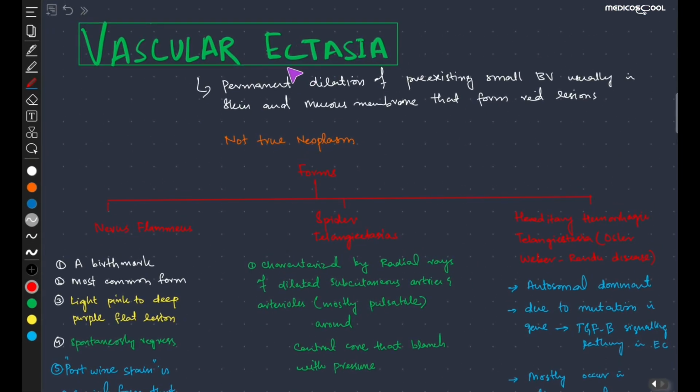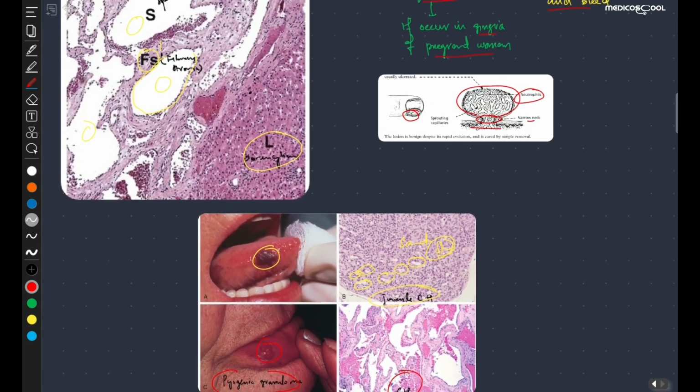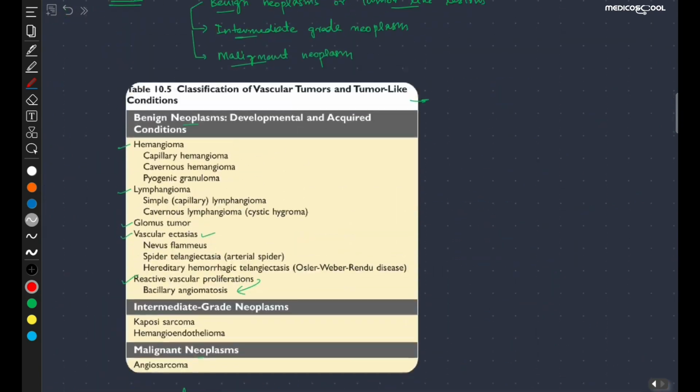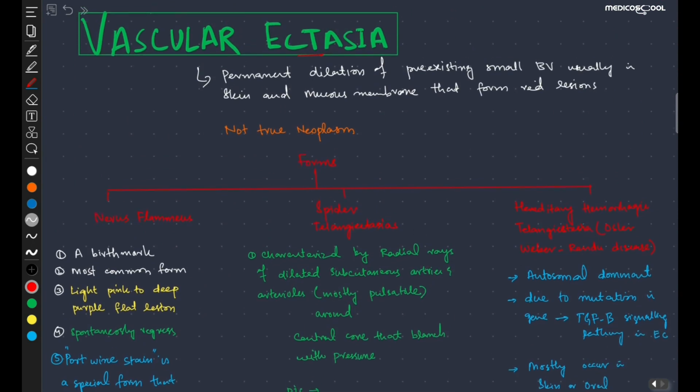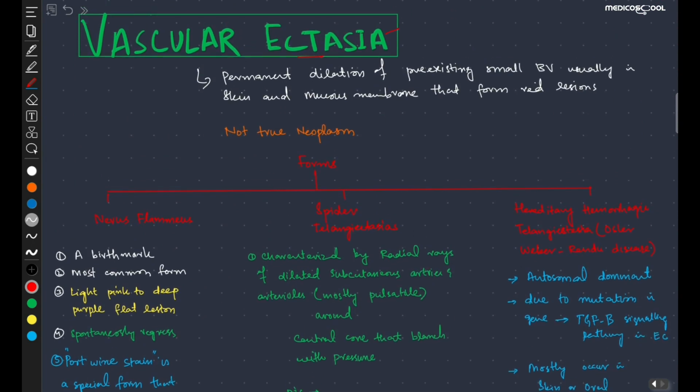Bismillahirrahmanirrahim. So in this lecture we are going to study about vascular ectasia. In the lecture before, we have already studied about the hemangioma and the classification of vascular tumors. So in this lecture we are going to study about vascular ectasia. So what is ectasia? Ectasia means dilation.